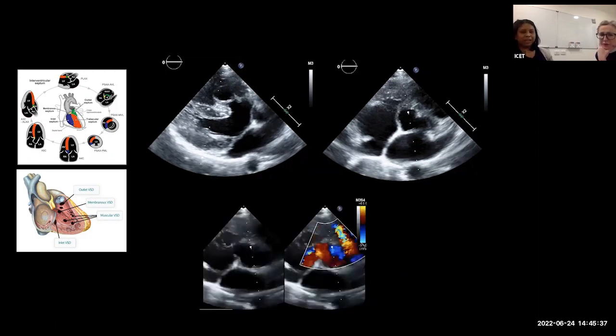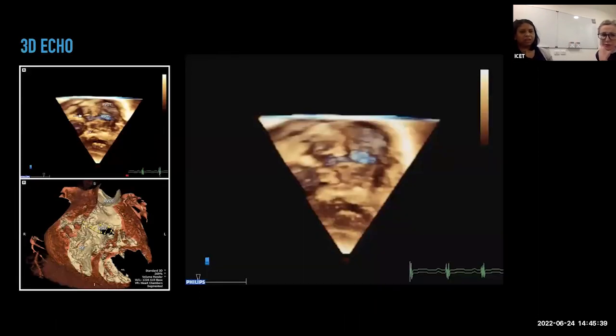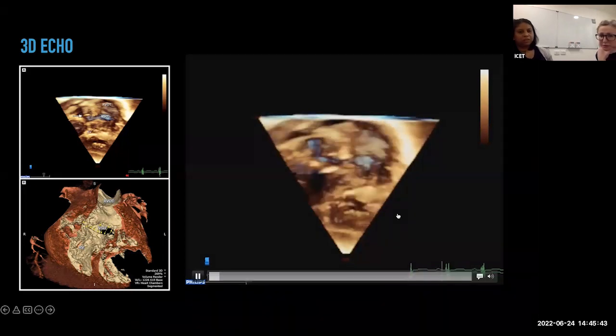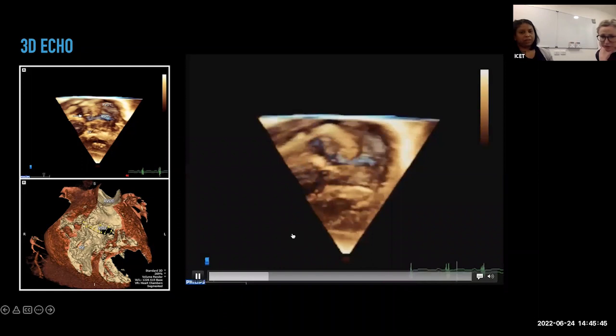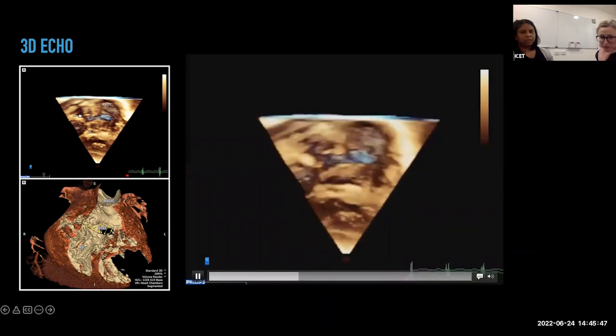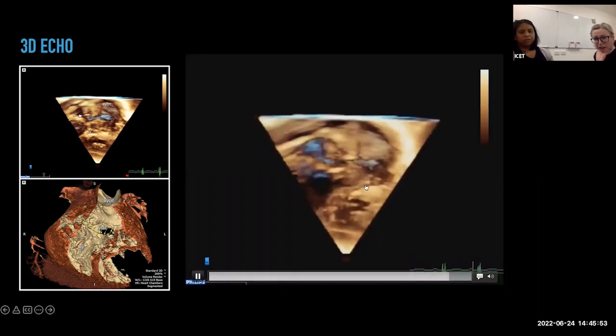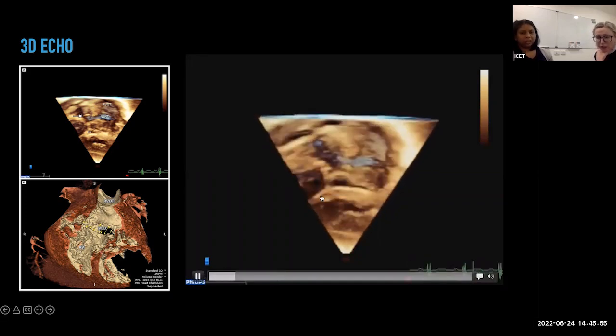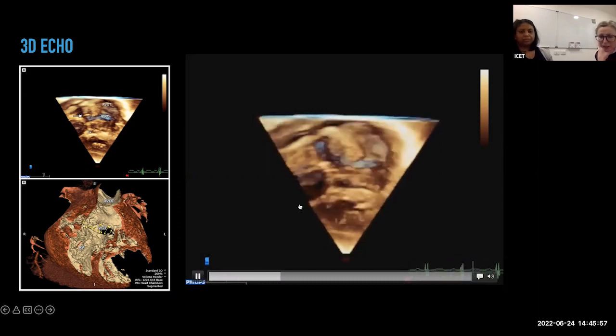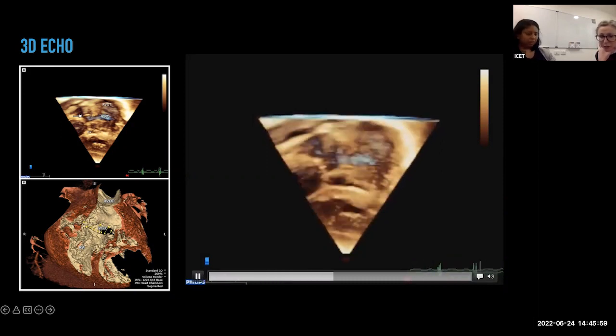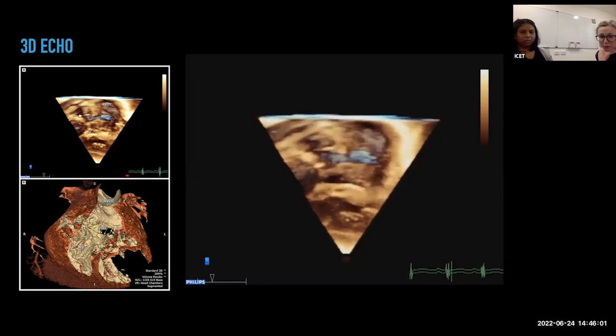And then finally, just some pretty 3D echo pictures. In terms of further evaluating the VSD, you can put down the 3D probe and get a reasonably more accurate idea of what the size of the VSD is. So that's the VSD there. I think that's me all done.